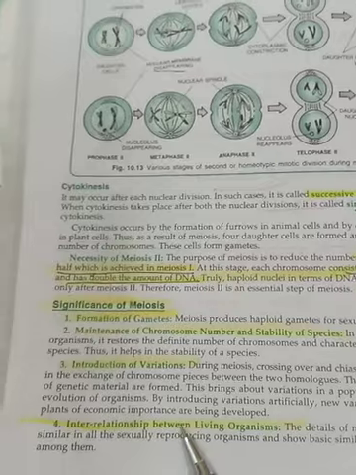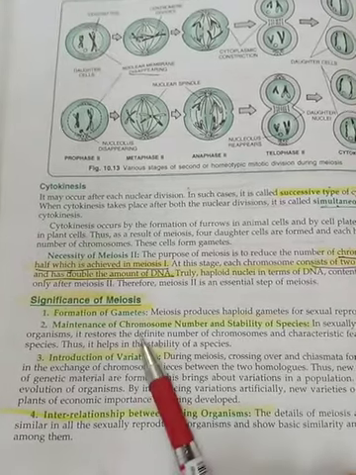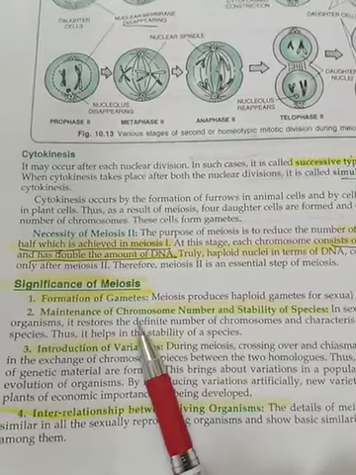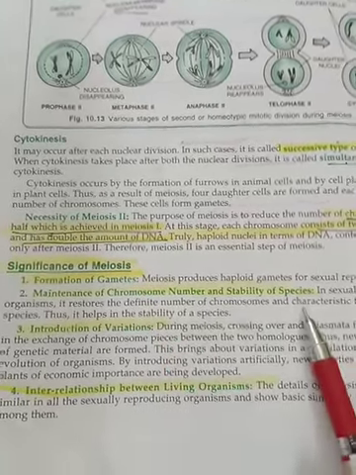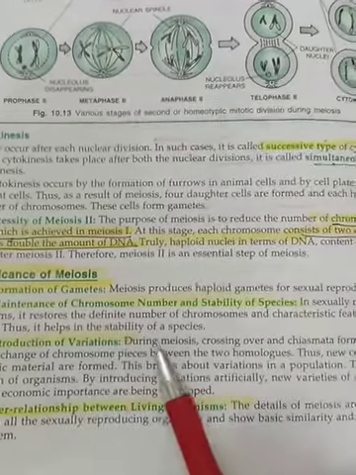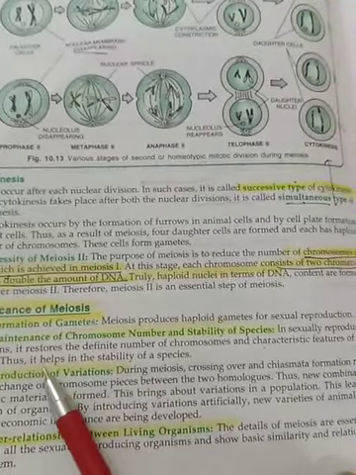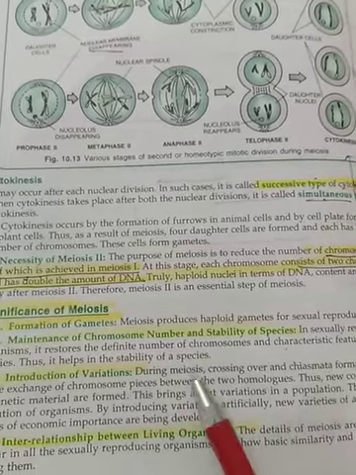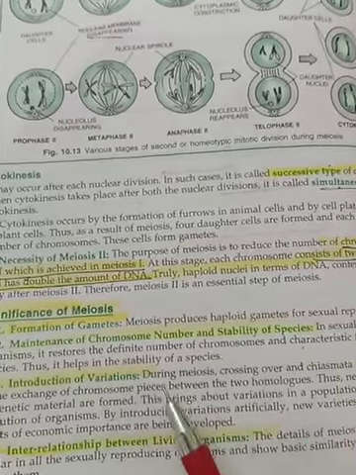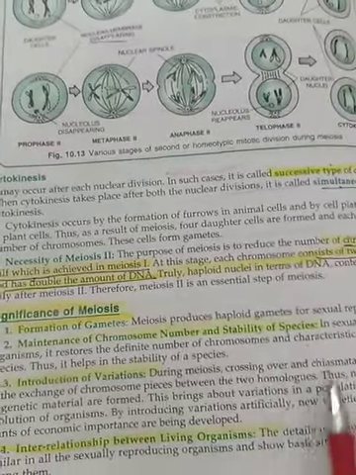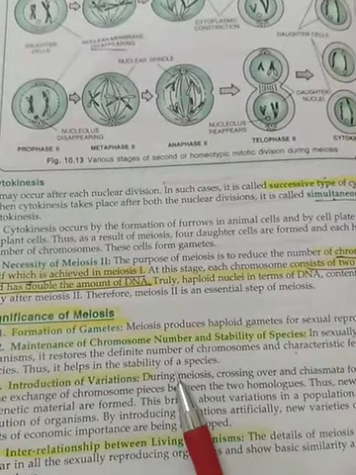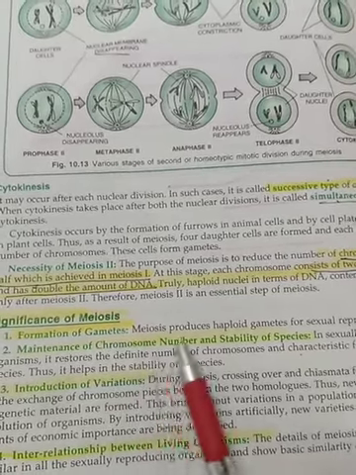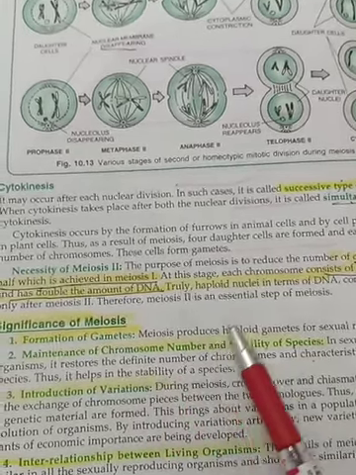The significance of meiosis is, number one, formation of gametes, the sex cells. Then two, maintenance of chromosome number and stability of the species. See, it is important that during sexual reproduction, 50% of the father's and 50% of the mother's chromosomes are normally aligned to the right number in the progeny. So this stable chromosome number is achieved by meiosis division.